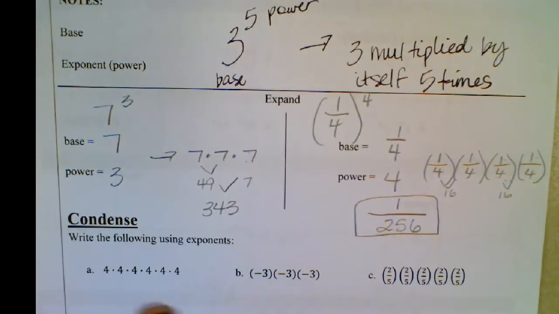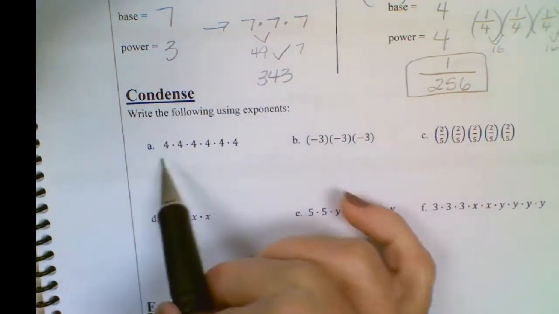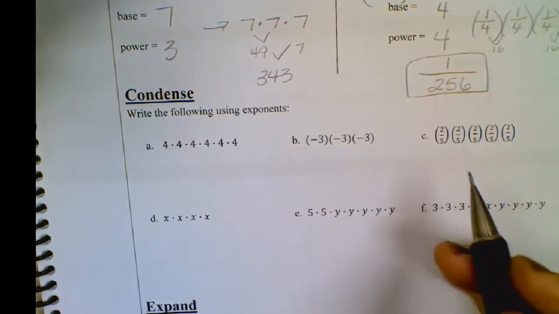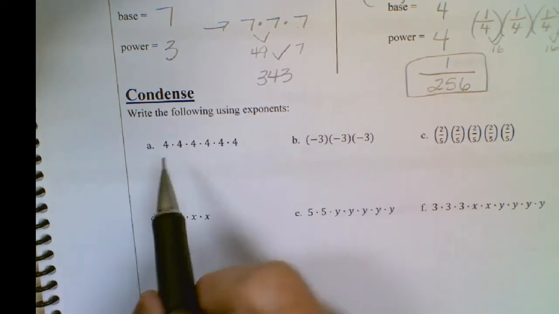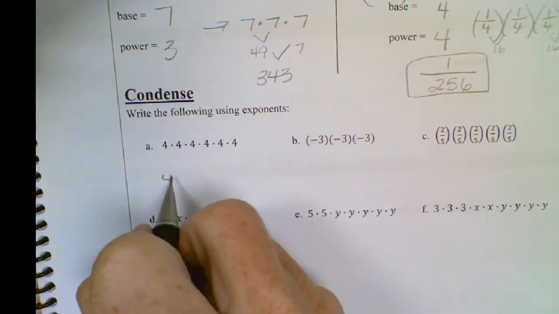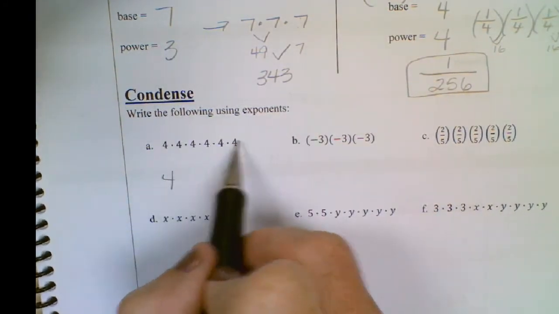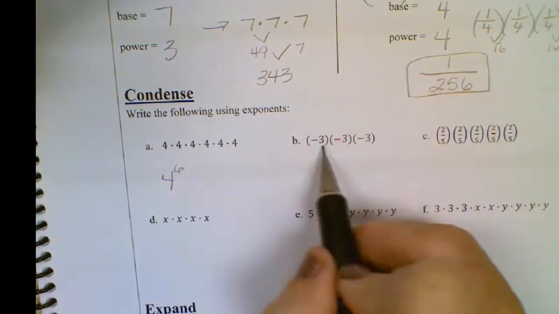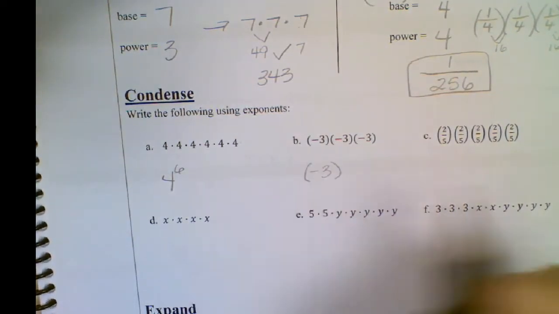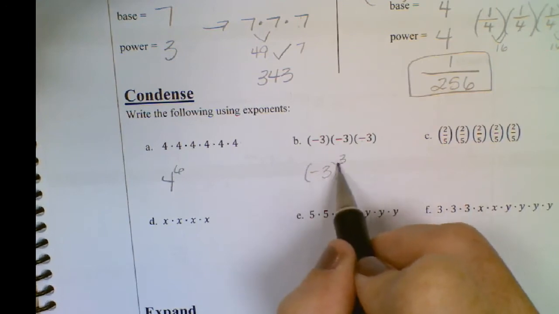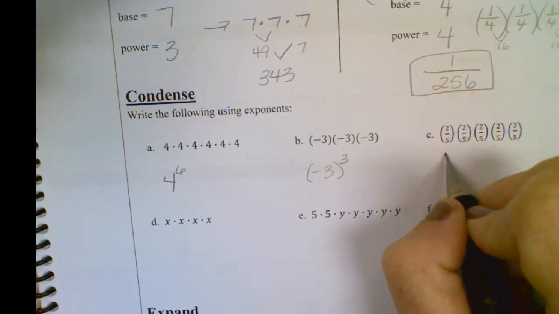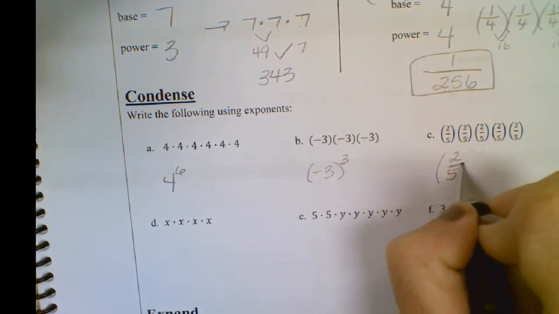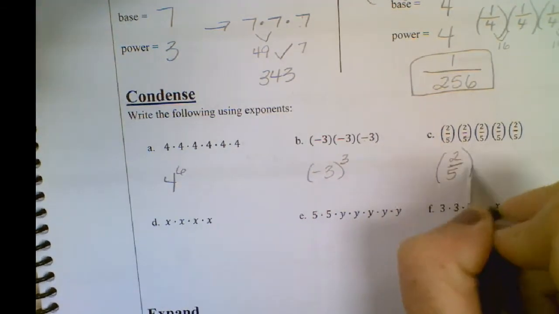Okay, so now we're just going to write these next 6 just using exponents instead of expanded form. This is called expanded form. We're going to put them down into exponential form. So I just need you to tell me the base and what the power is, how many times it's being multiplied. So here my base is 4, and I have 1, 2, 3, 4, 5, 6 of them. -3 is my base. You need to make sure you put parentheses around that, and I have 3 of them. My base is 2/5, and I have 1, 2, 3, 4, 5 of them.